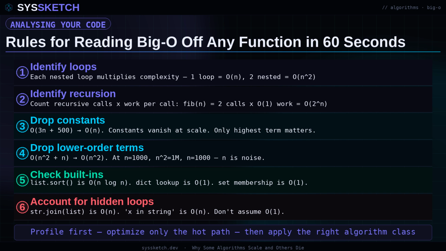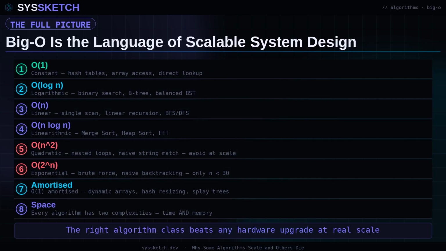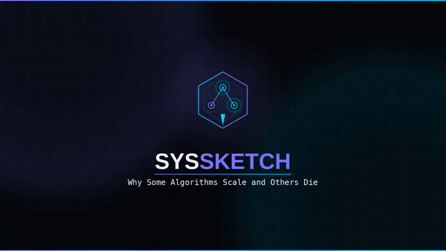Measure first, understand the shape of your bottleneck, then apply the right algorithmic tool. Big O gives you the vocabulary to reason about scale before you are in production. Profiling gives you the evidence once you are. You need both.